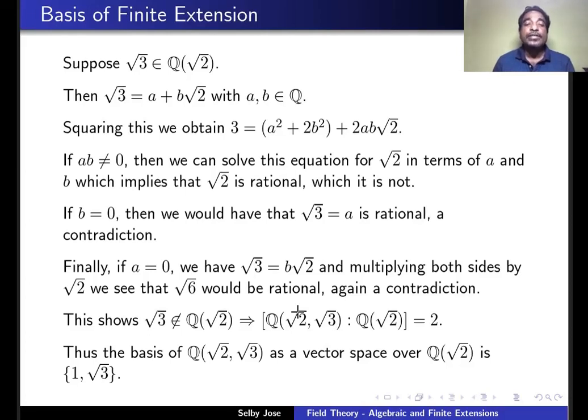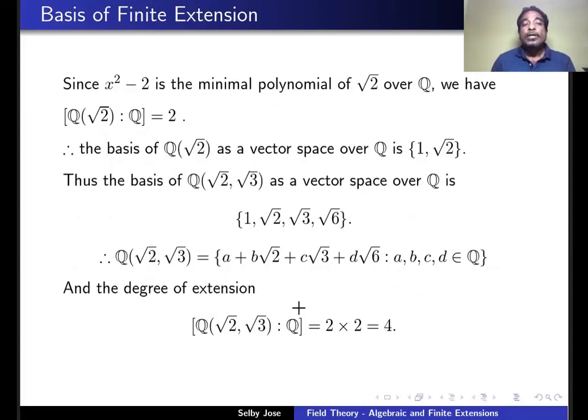Therefore, the degree of the extension Q(root 2, root 3) over Q(root 2) is equal to 2, and it has a basis 1, root 3. Now since x square minus 2 is the minimal polynomial of root 2 over Q, we have the degree of the extension Q(root 2) over Q is equal to 2, with basis 1, root 2.